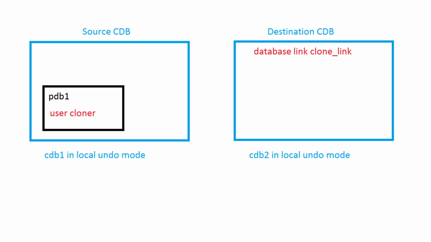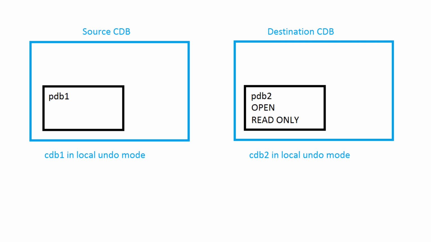Now, in order to prepare that cloning, I create a local user inside of that PDB1. That's the user cloner. And on the destination CDB, that's CDB2, I create a database link that connects to that user cloner inside of PDB1. Then I clone PDB2 from PDB1. And this will be a hot clone, which means that PDB1 remains open read-write all the time.